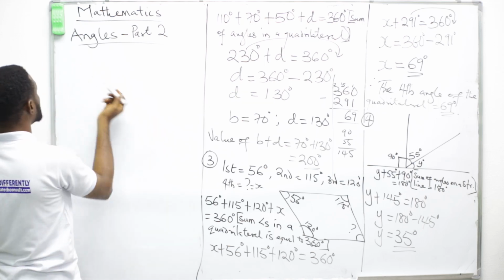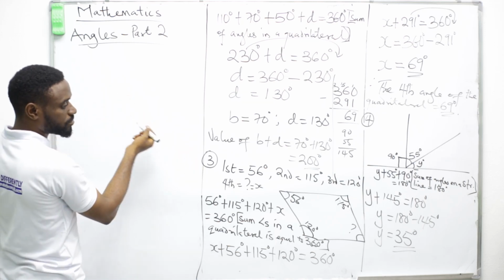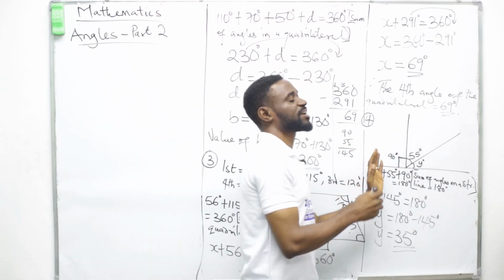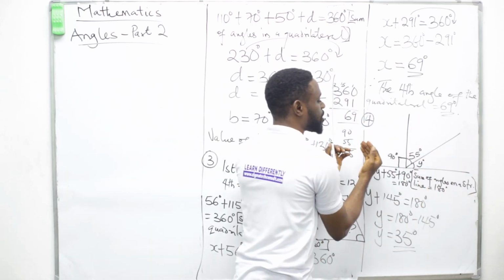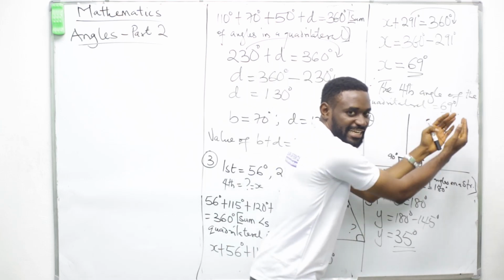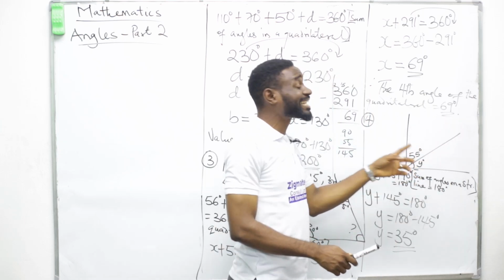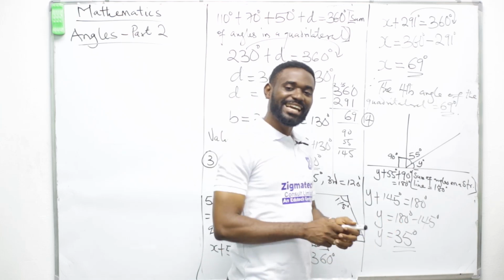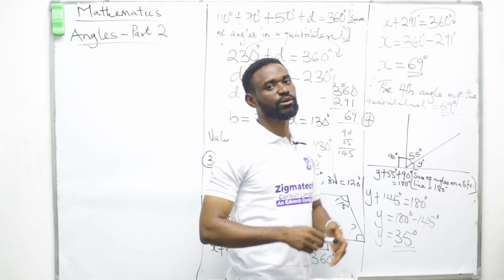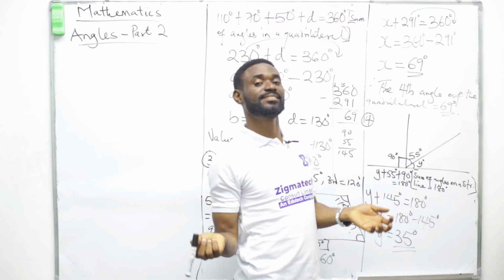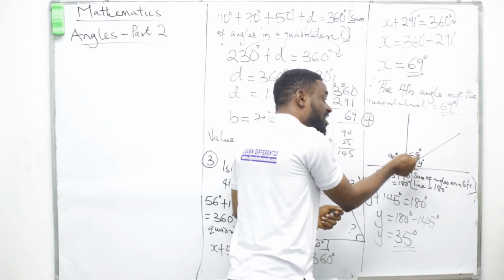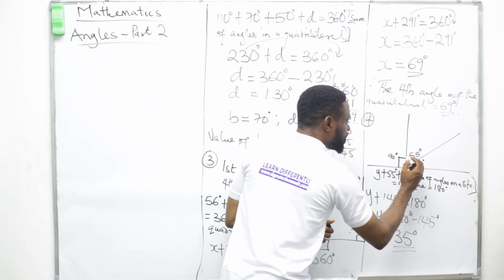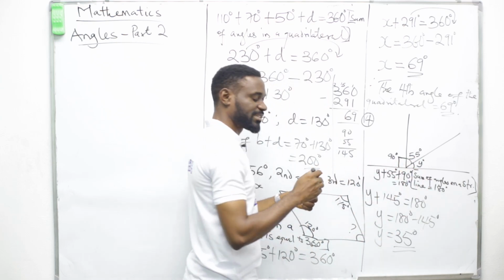In such a question, what you can do is just consider one side of the right angle. Remember, this is a right angle, 90 degrees. This is also a right angle, 90 degrees. So remember that the sum of angles inside a right angle equals what? It is equal to 90 degrees. So it means that 55 plus y is equal to 90. Do you understand? Because everything here is also a right angle, 90 degrees.